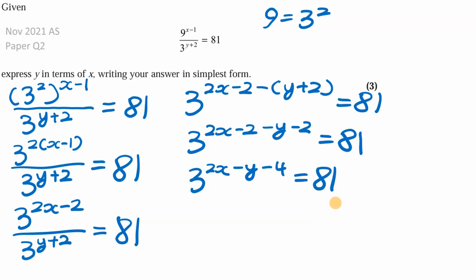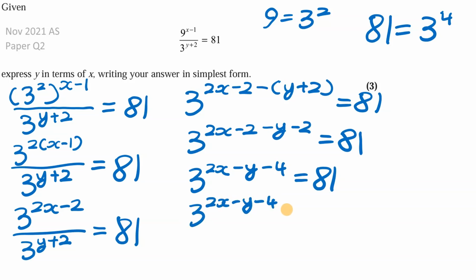So we have 81 here, and remember 81 is actually equal to 3 to the power of 4. So what we can say is that 3 to the power of 2x minus y minus 4 is equal to 3 to the power of 4. Now here we have 3 to the power of this is equal to 3 to the power of this. So therefore these powers are going to be equal to each other. So we can say that 2x minus y minus 4 is equal to this power here, which is 4.